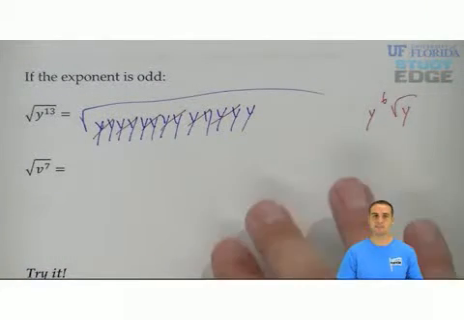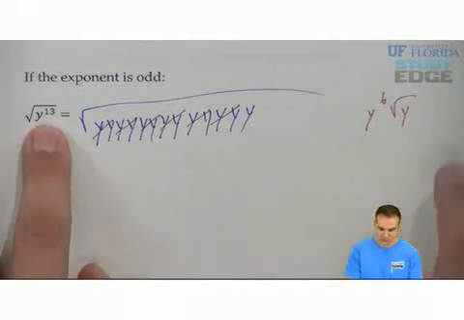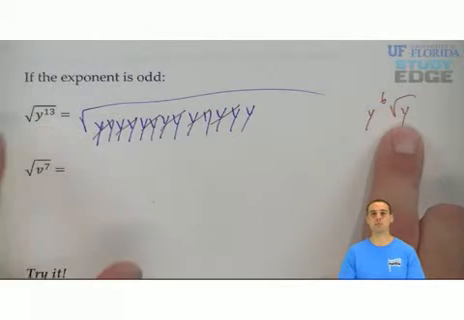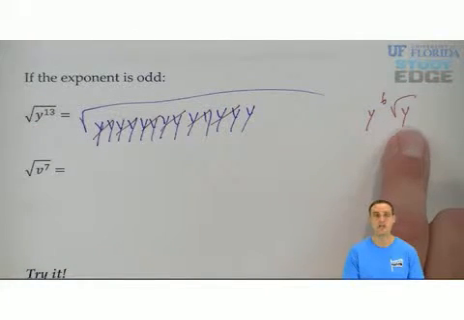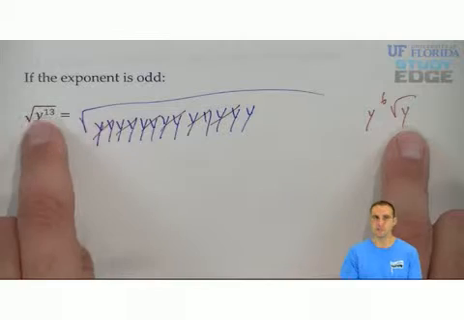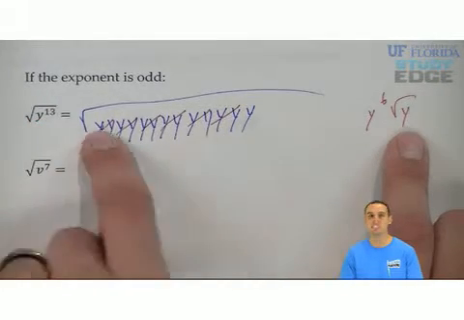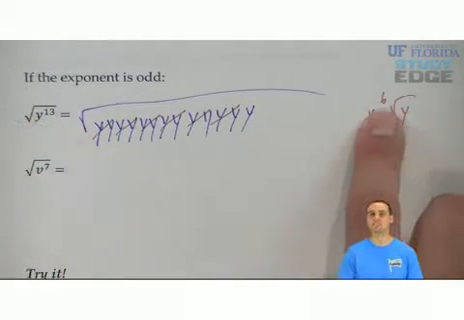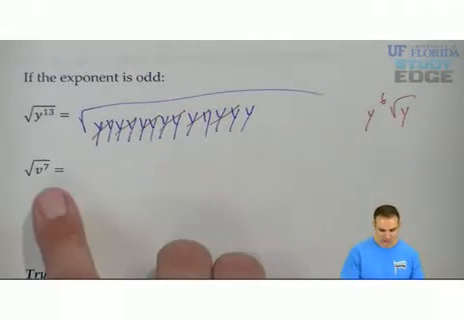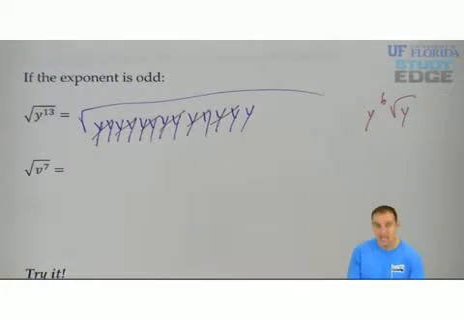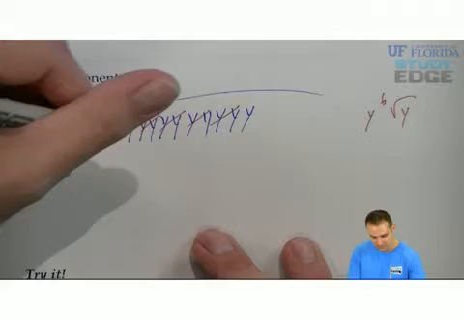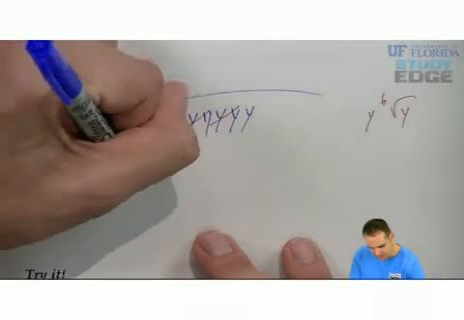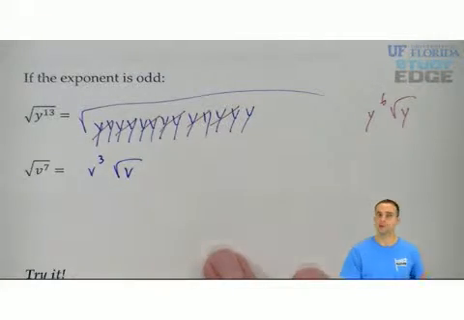Or again, I would ask myself, 2 goes into 13 6 times with 1 left over in the radical. That's how I would work it out. Again, 2 goes into 13 because we have 13 y's. It's the exponent 6 times with 1 left over. Just like 2 would go into 7 how many times? 3 times with 1 left over. So if it's odd, you're going to notice that you have 1 left.